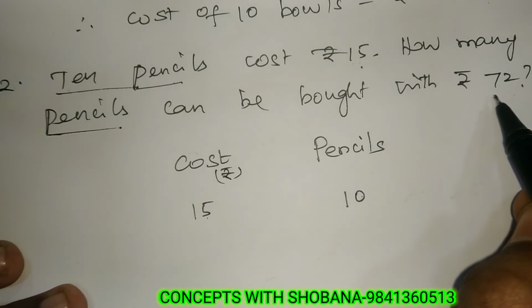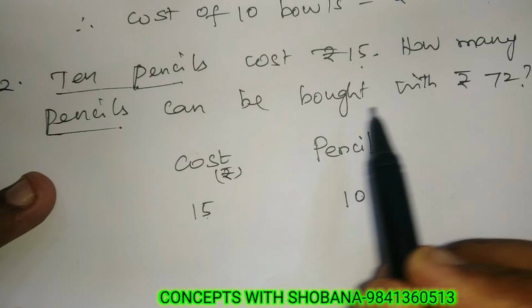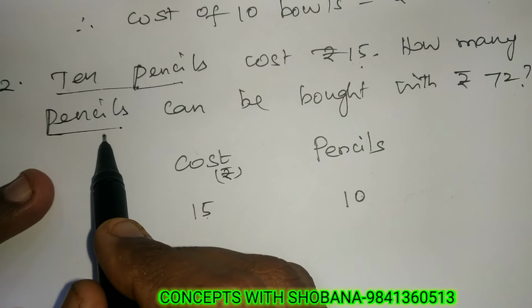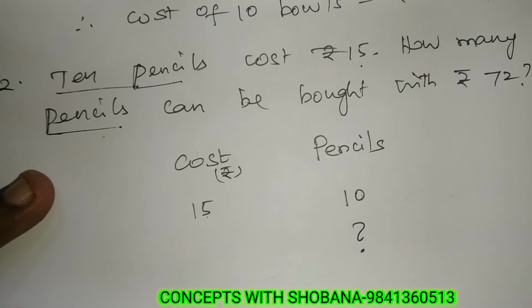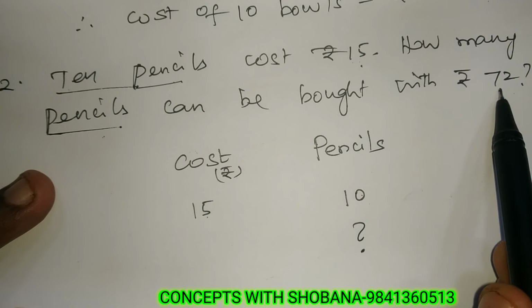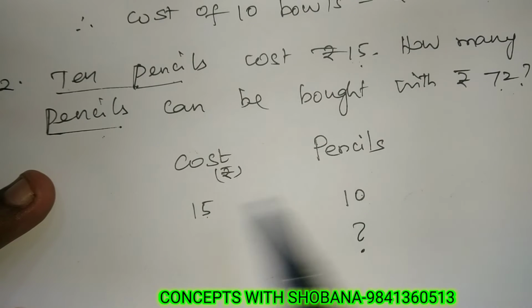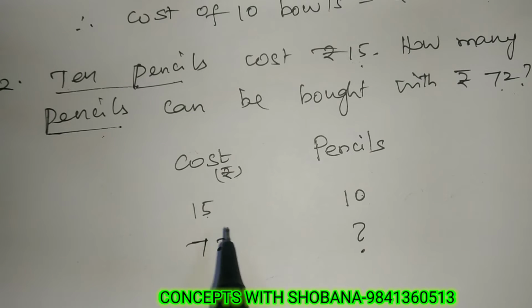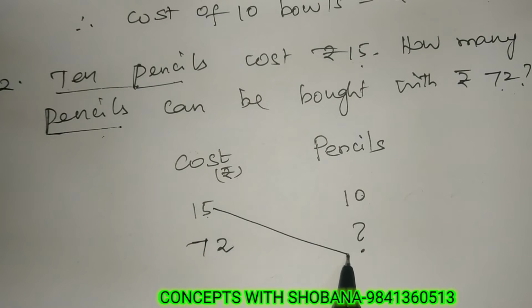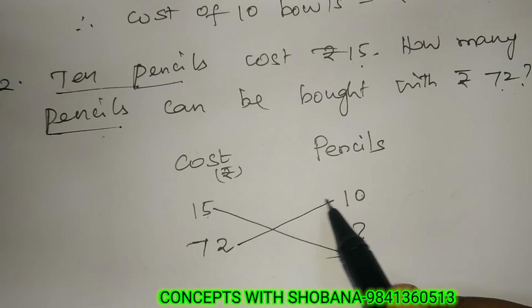Now what is here? How many pencils can be bought with rupees 72? Only pencils we need to find. So where pencils is, just put a question mark. Now what cost is given? It is 72. So under that cost write 72. The same thing we will do. Put the arrow down and this is the upward arrow.